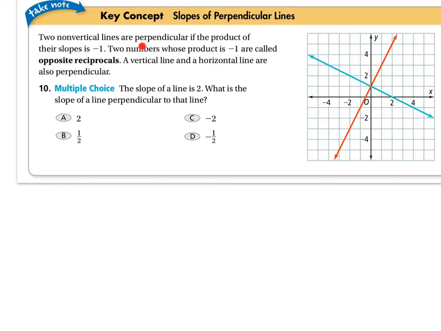Two non-vertical lines are perpendicular if the product of their slopes is -1. Two numbers whose product is -1 are called opposite reciprocals. A vertical line and a horizontal line are also perpendicular. So if the slope of a line is 2, what is the slope of a line perpendicular to that line? Which means that these form right angles. You're correct. It's -1/2. 1/2 is the reciprocal, and -1/2 is the opposite reciprocal.